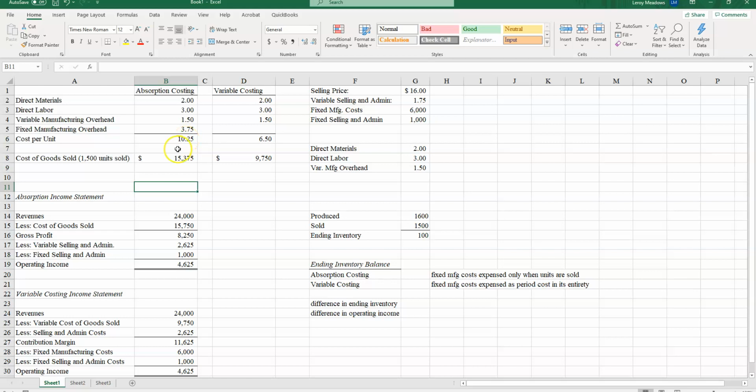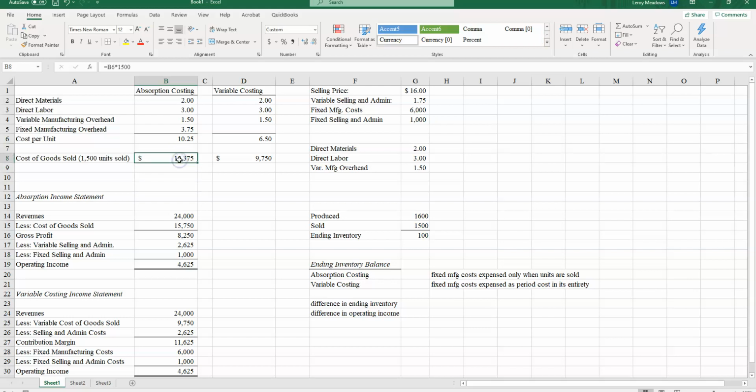And again, of course, that makes sense, because if I'm producing more units and I'm taking a certain amount of fixed costs and spreading them out over more units, remember it has that inverse relationship between total fixed costs and cost per unit.